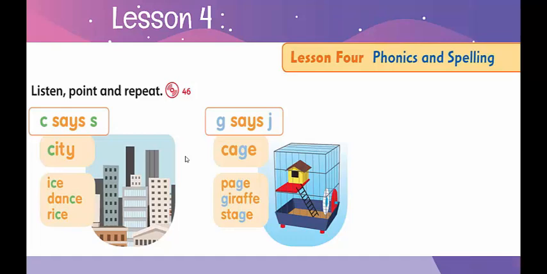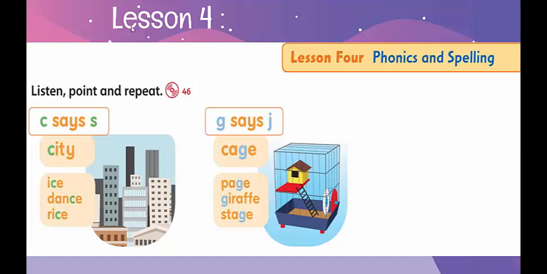And the next word, dance, dance. We pronounce it as S sound. They were dancing in the wedding party. And the next word, rice, rice. I like eating rice.